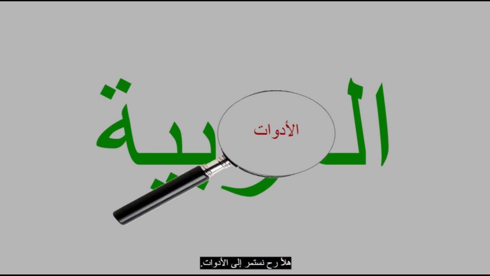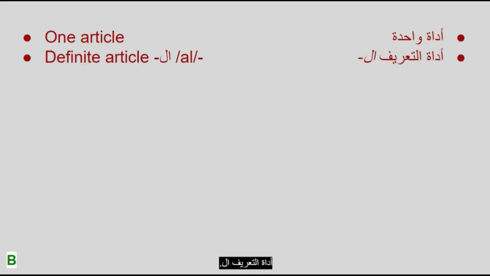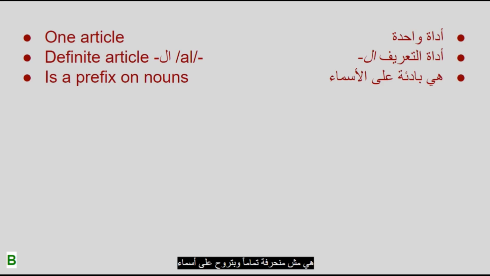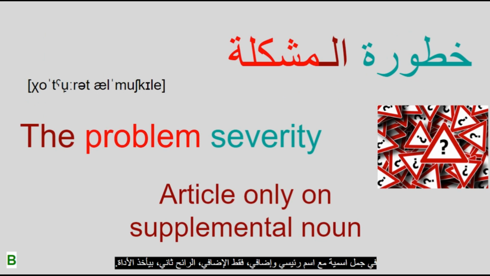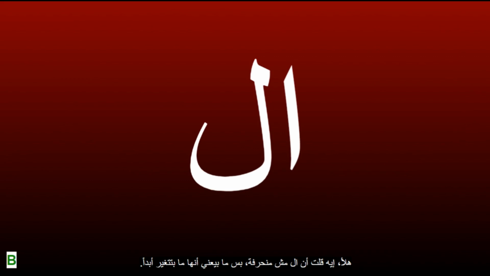Now I'll move on to the articles. Arabic only has one article, the definite article al. It's completely uninflected and goes onto nouns and their adjectives as a prefix. In noun phrases with a main noun and a supplemental noun, only the supplemental noun which goes second takes the article. Now, I did say the al is uninflected, but that doesn't mean it never changes.